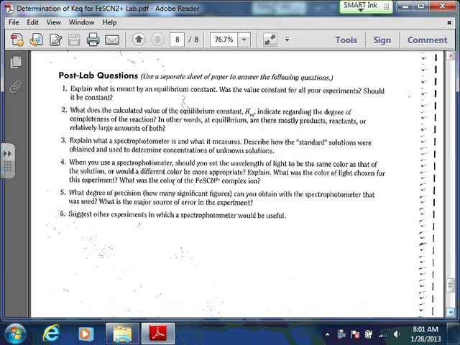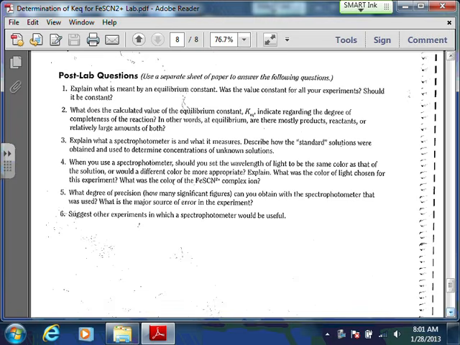The color you see is being reflected back to you, not being absorbed, so it would be hard to measure the absorbance using the light that's being reflected back to you. Okay.